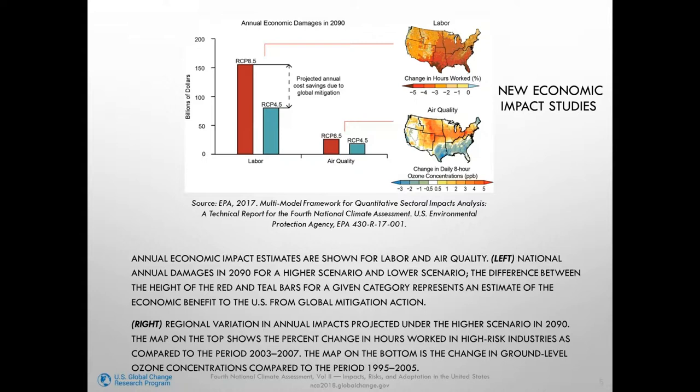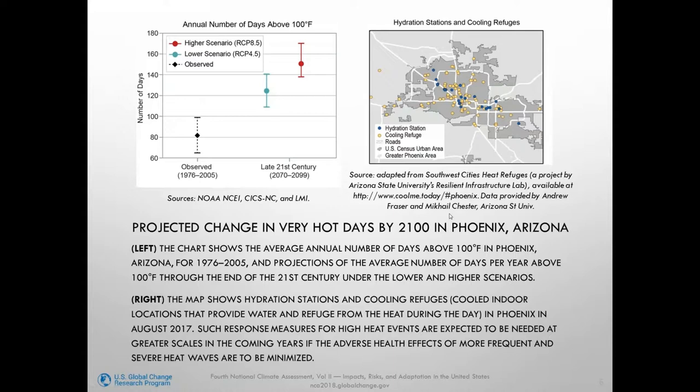So another piece of what the economic valuation studies might look like takes you not just from that national level, but allows you to drill down to more of a regional and a city-specific level. Here's a quick example of looking at the effect of threshold ratios, which is what you see on the left-hand side here: the annual number of days above 100 degrees as a threshold, and again with the two upper and lower scenarios that we were charged with looking at relative to the observed period.